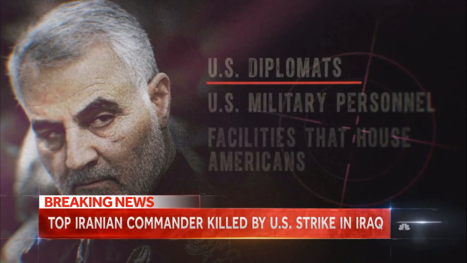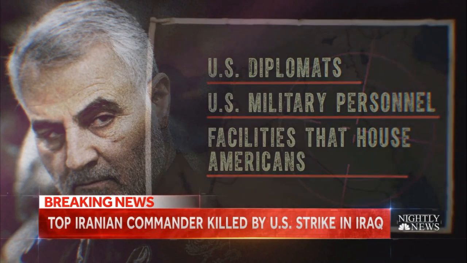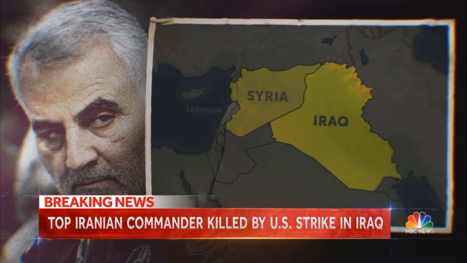The imminent attacks planned by Soleimani targeted U.S. diplomats, U.S. military personnel, and facilities that house Americans in Iraq, Syria, Lebanon, and the region of the Middle East, a senior State Department official told reporters today.